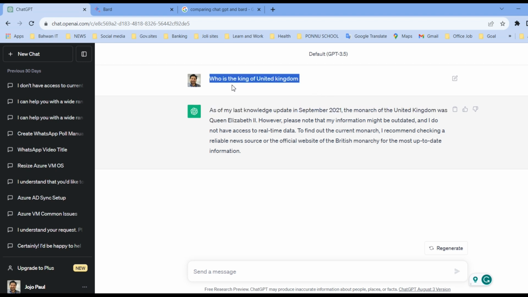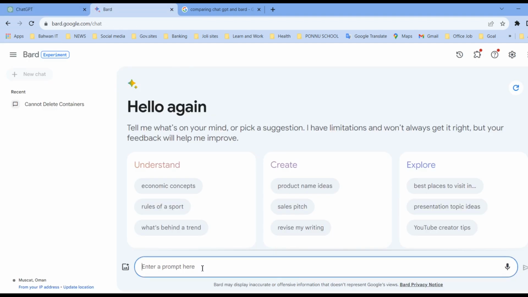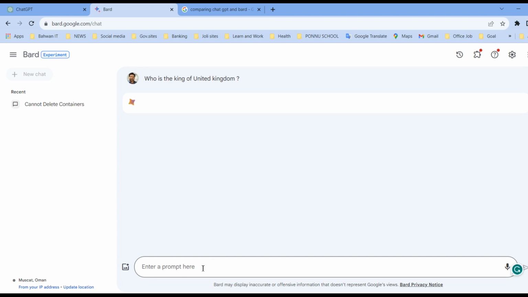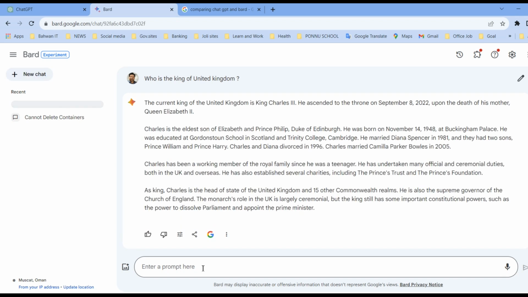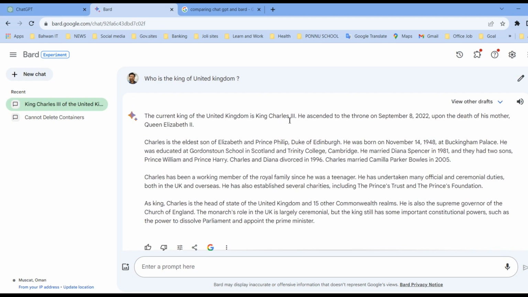So I'm asking the same question to BARD. Let us see what BARD gives us. Who is the king of the United Kingdom? It is processing the answer. The current king of the United Kingdom is King Charles III. He ascended to the throne on September 8, 2022, upon the death of his mother, Queen Elizabeth II.